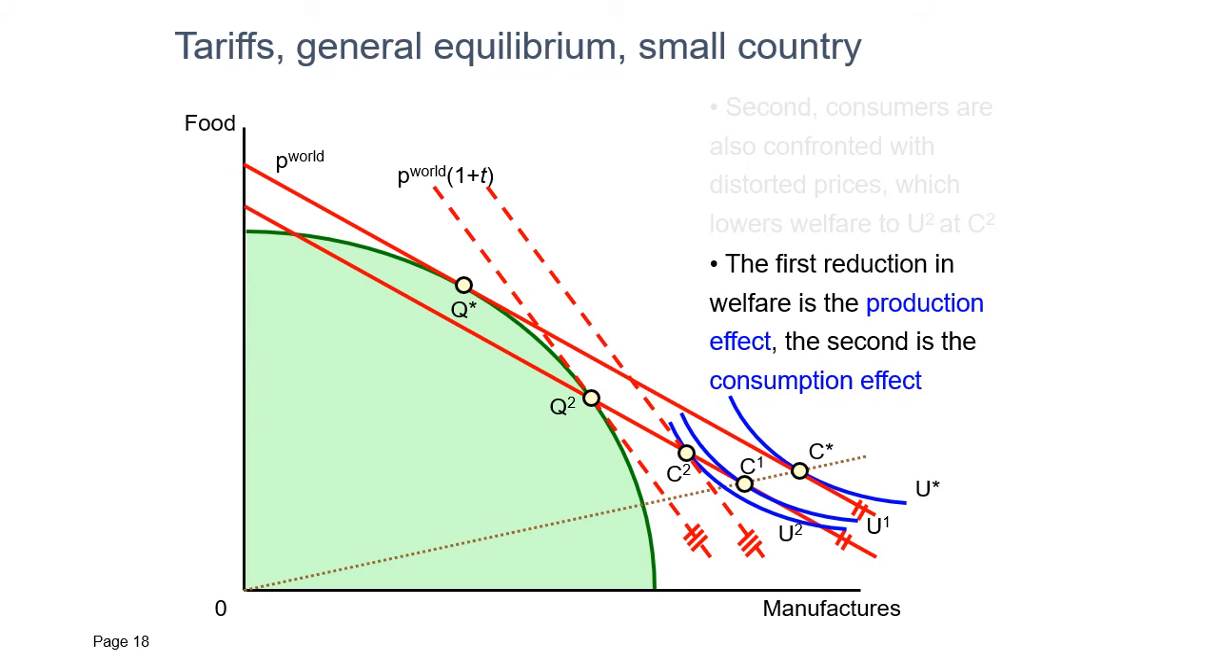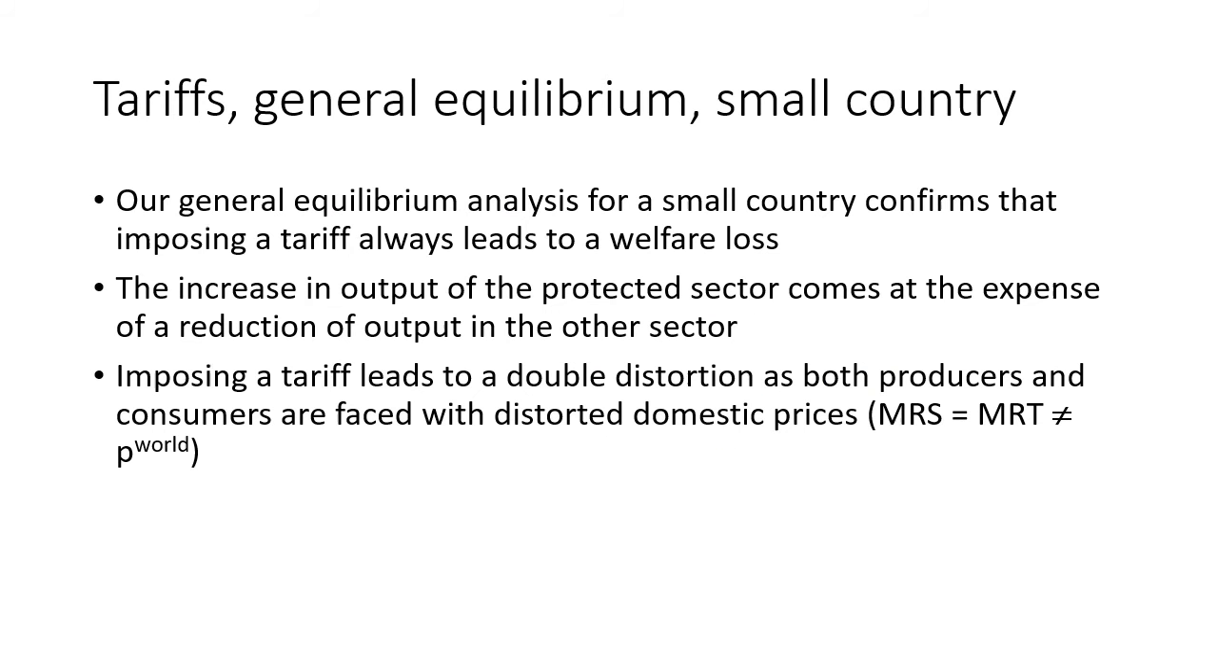So the first idea, the movement from C to C1 is called the production effect, and the movement from C1 to C2 is called the consumption effect, this double distortion. To sum it up, unfortunately for a small country, it has a welfare loss when a tariff is imposed.